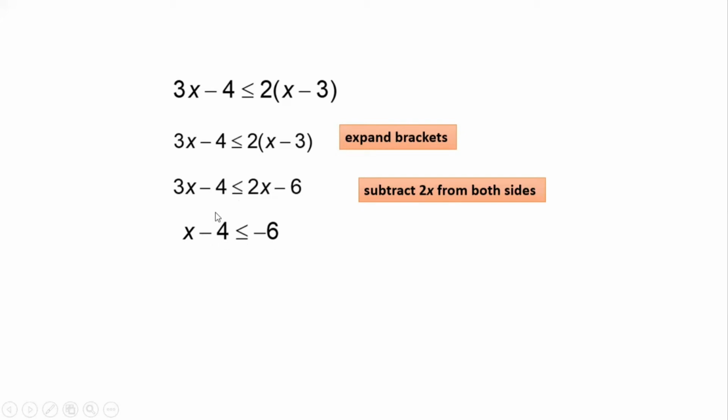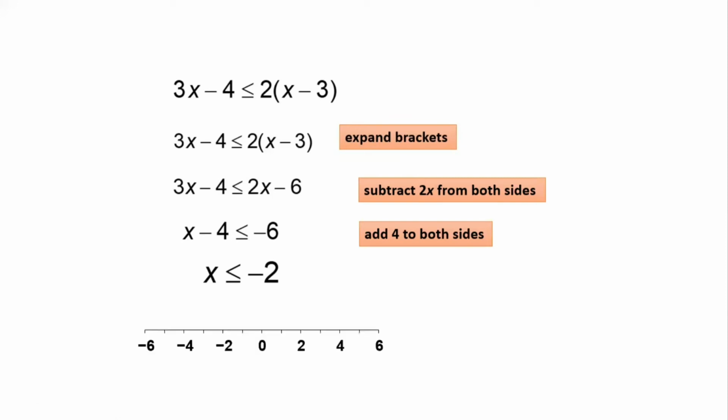So we need to isolate x. So we need to get rid of this minus 4. So we'll have to add 4 to both sides. So minus 4 plus 4 becomes 0, and minus 6 plus 4 is going to be minus 2. So x is less than or equal to minus 2 is the solution of our inequality.